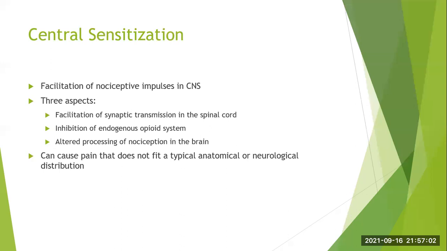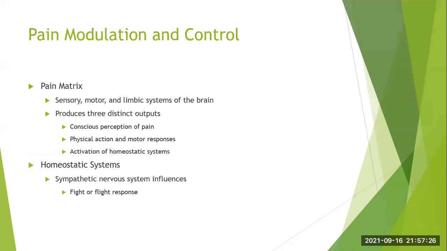So that's considered neuropathic. There's been a change in the nervous system that is changing the way we process pain. So that can be a real problem. That can be the cause of a lot of chronic pain syndromes. Central sensitization can cause pain that does not fit in a typical anatomical or neurological distribution because the brain is creating the pain itself. Interesting, right? So in the next section, we're going to talk about pain modulation and control and how we are going to do it.